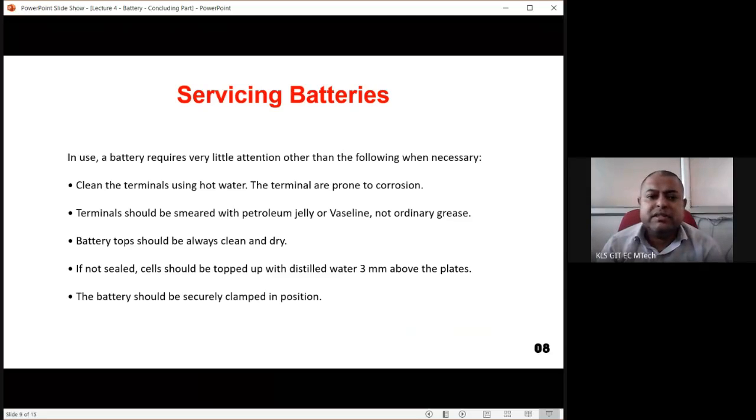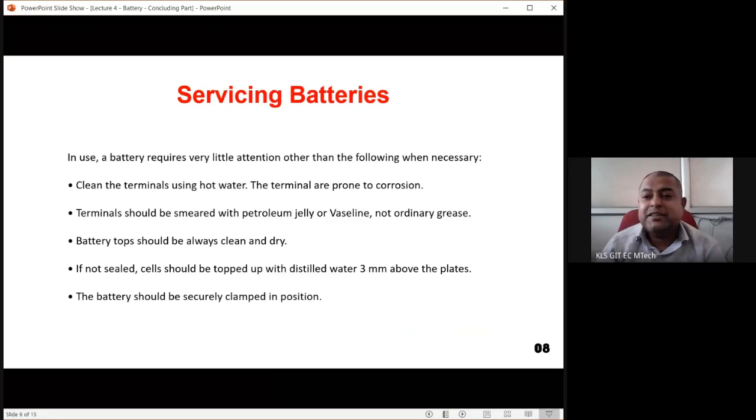So clean the terminals using hot water. The terminals are prone to corrosion. I told you previously. Terminals should be smeared with petroleum jelly or Vaseline, not only grease. Okay. So battery tops should be always clean and dry. If not sealed, then cells should be topped up with distilled water 3 mm above the plates. So these are the measurements we should be very careful about. 3 mm above the plates, we should put the distilled water.